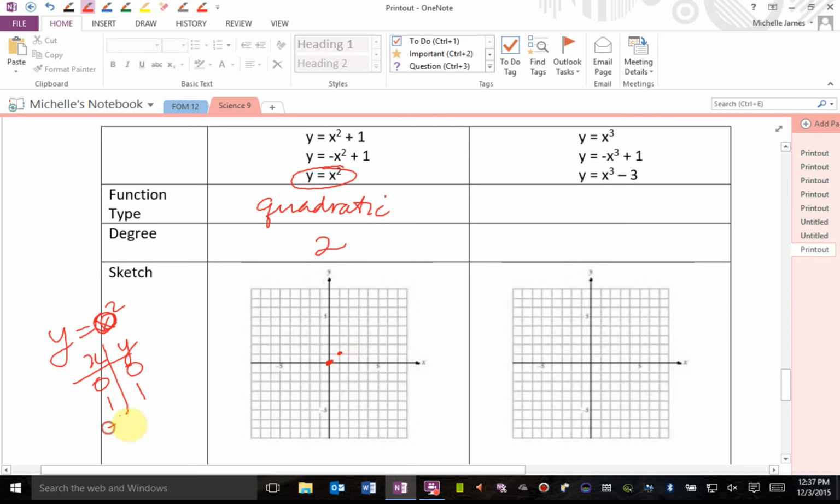What if I put in negative 1? You can't go down. What's negative 1 times negative 1? 1. So if I go back 1, I still go up 1.